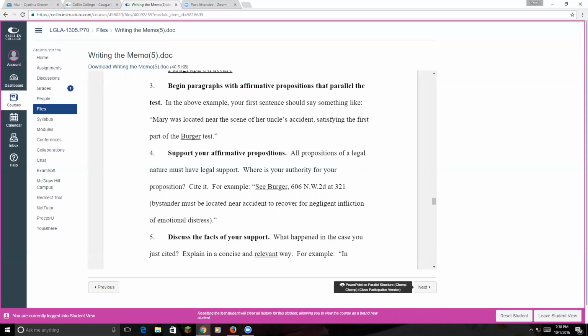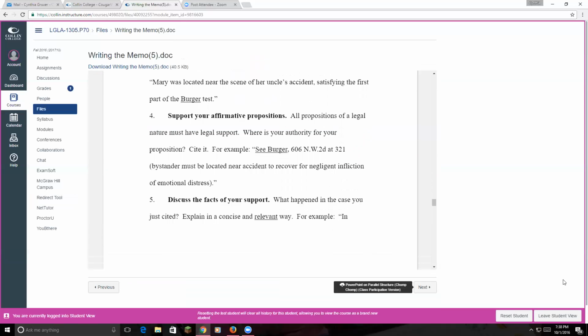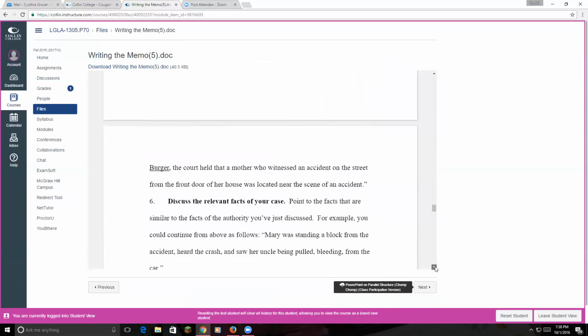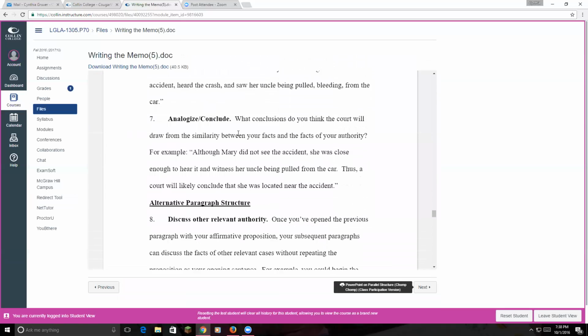And then you're going to support those. You're going to use all those facts and make those connections. And again, not just recite the facts, but show how they support those facts. And of course, you're going to discuss the facts, obviously showing why they support. And then you're going to have a conclusion.